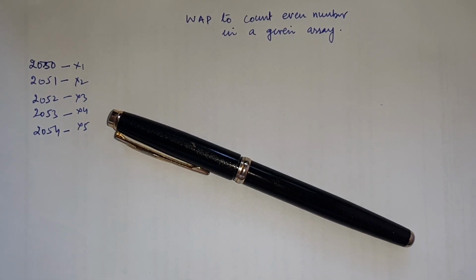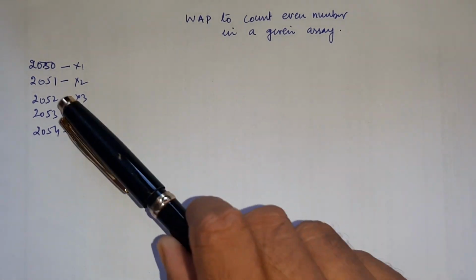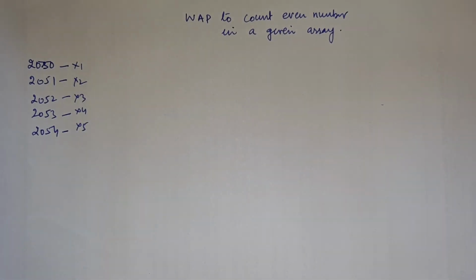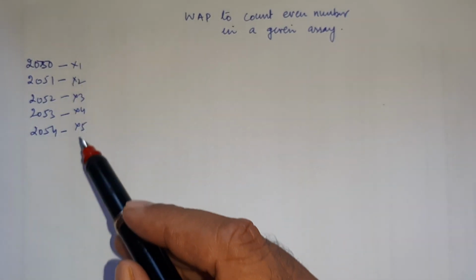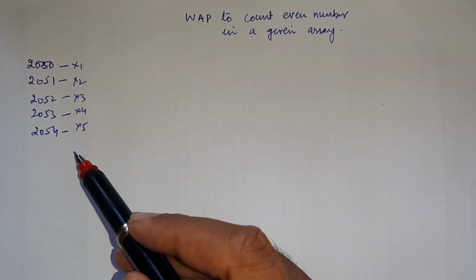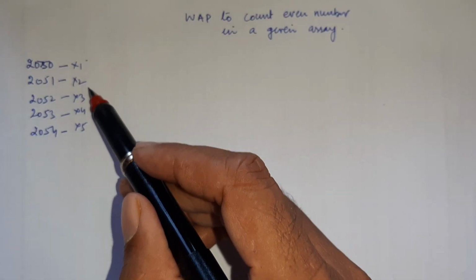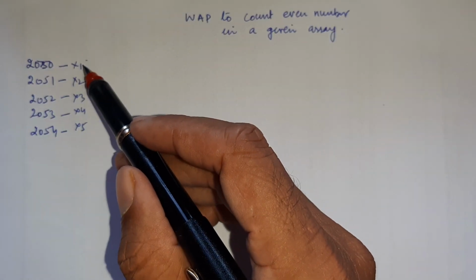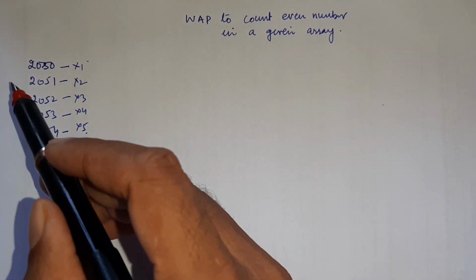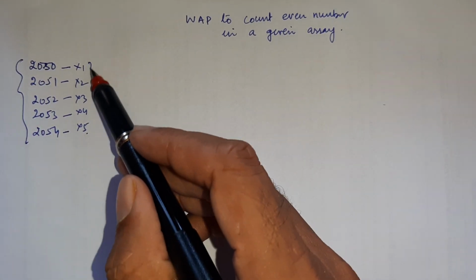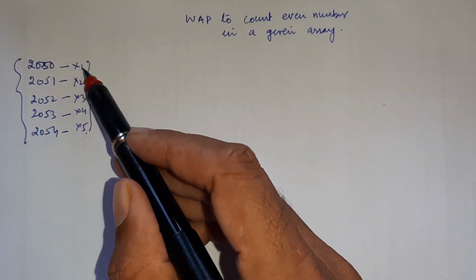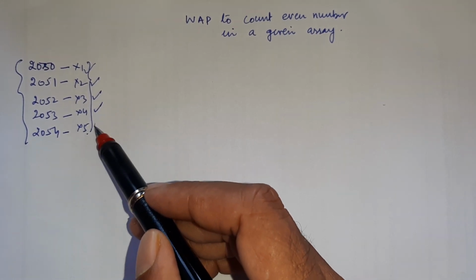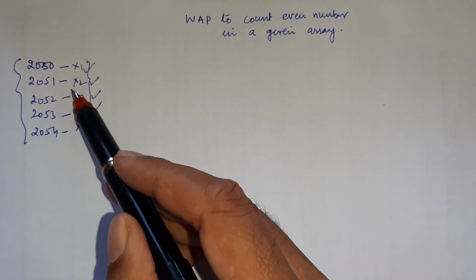So in this video I will discuss how to count even numbers in a given array. Basically, here you can see I have taken this only to make you understand. This is an array of numbers, and we have to find how many even numbers are present from x1 to x5. This is a series of numbers, and we have to count the even numbers.